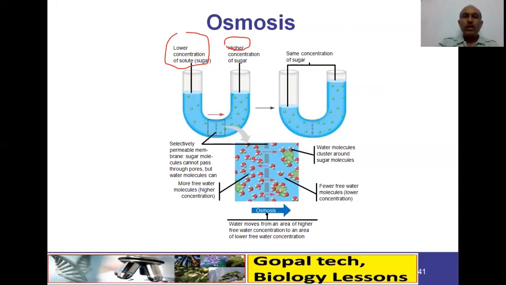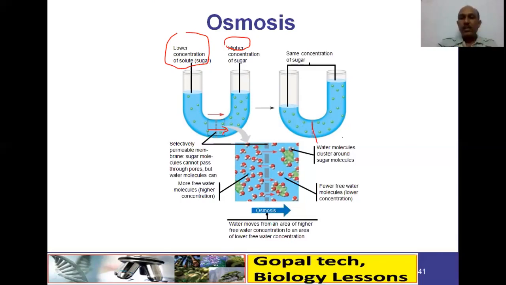So what will happen? Through this cell membrane, see, here is a cell membrane. The water molecules move from a higher concentration to a lower concentration through the semi-permeable membrane. So this is a semi-permeable membrane. Here solute will not cross, solvent will cross.